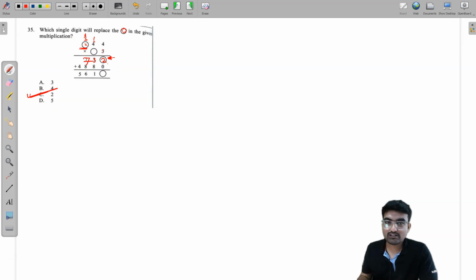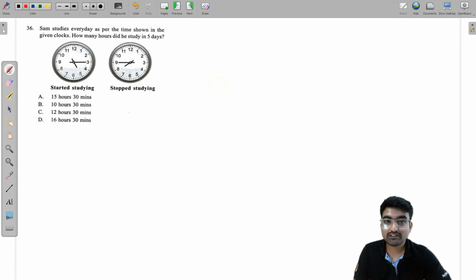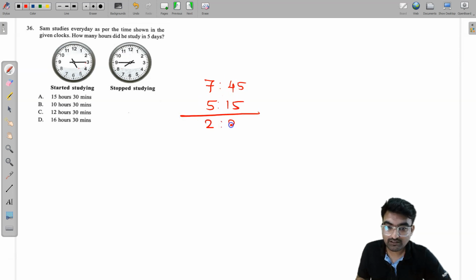Correct? Now next question. Okay, so now question number 36. Sam studies every day as per the time shown in the given clocks. How many hours did he study in 5 days? So he studies from 5:15 to 7:45 each day. So to find out how many hours he studies per day, we have to subtract 5:15 from 7:45, sorry. So we'll get 2 hours and 30 minutes. Correct? So if I have to convert it into minutes, it will be 150 minutes.